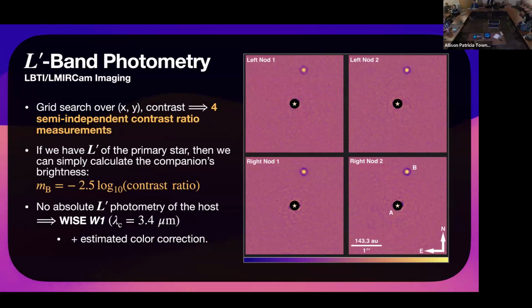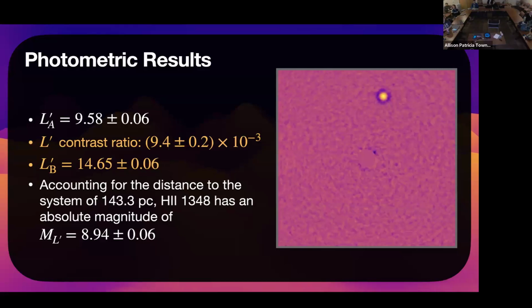And then what we do is we take absolute photometry of the host star, in this case from the WISE mission at 3.4 microns with a small color correction to L prime. And then we can actually get an apparent and an absolute magnitude of the companion. The end result of the contrast ratio is relatively favorable as far as direct imaging goes, about 1 part in 100.